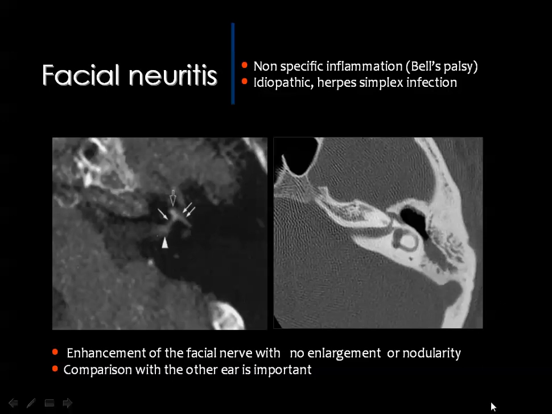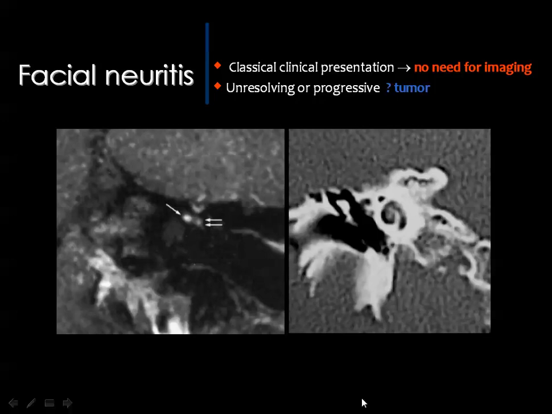We usually need the imaging, and this imaging should be performed, of course, with contrast enhancement. It's better performed by MRI rather than CT scan. In cases of resistant or a lesion which does not respond to treatment, and it is progressive on follow-up, suggestive of the presence of neoplasm, for example.